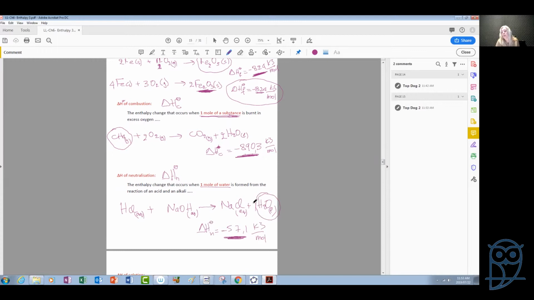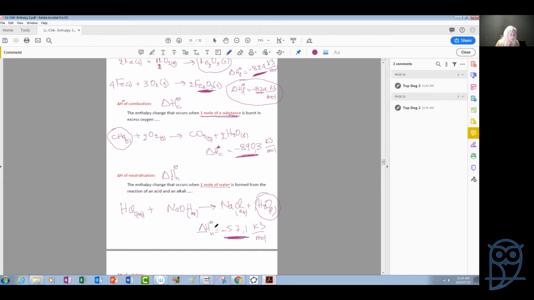If more moles of water were produced, obviously, we need to remember in problems that this value, if we take it from tables, corresponds to the production of 1 mole. If there were more moles, we would have to multiply this value so that it corresponds to the correct amount of water produced. So the enthalpy change that occurs when 1 mole of water is formed from the reaction of an acid and an alkali.